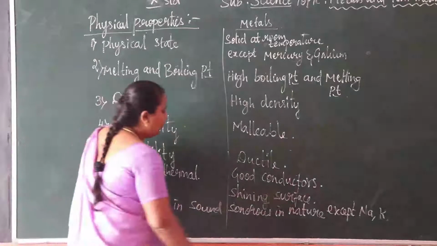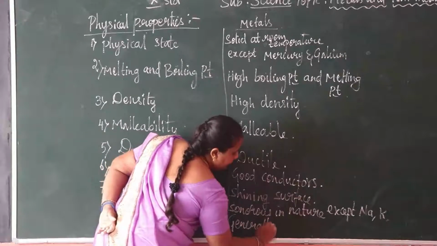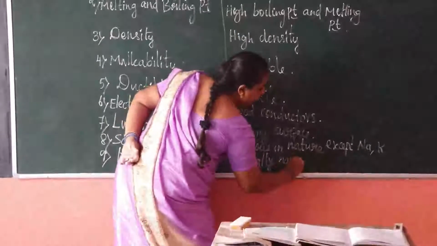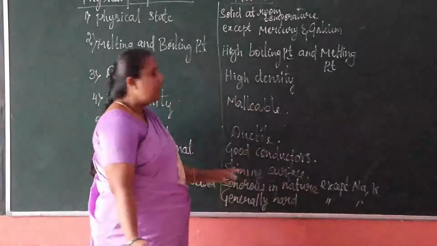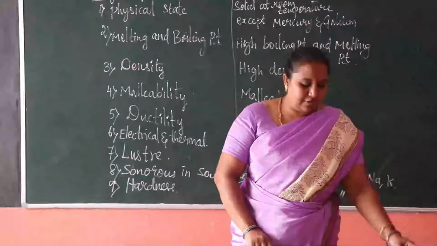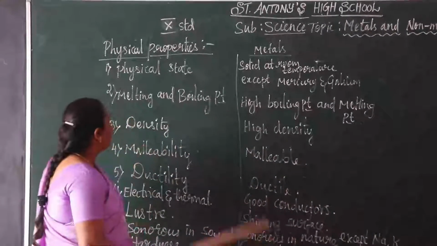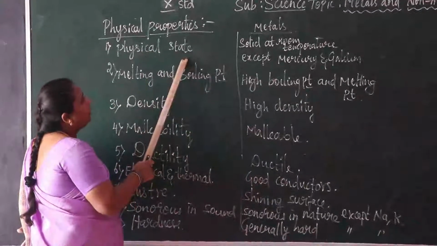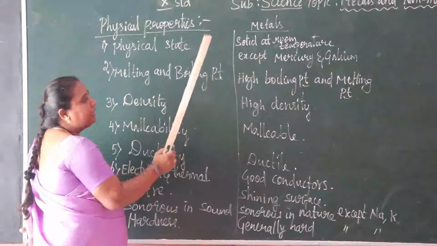Okay, hardness. So generally hard, except sodium and potassium. Okay, see once again, what are the physical properties of metals? Physical state of the metals: they are solid at room temperature except mercury and gallium.